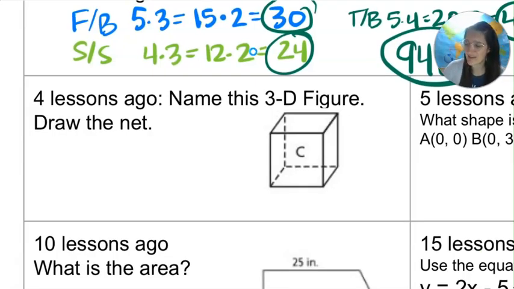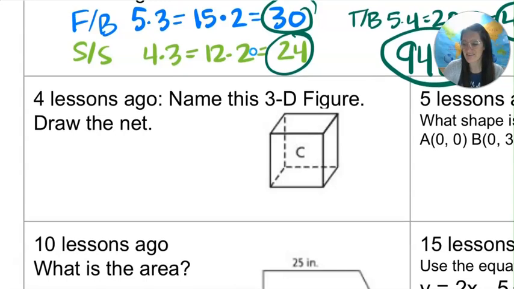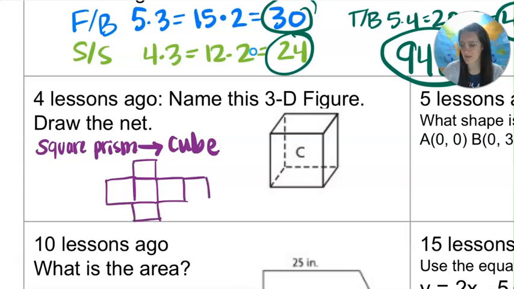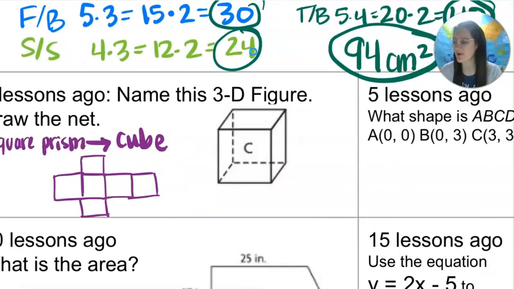Awesome. All right, what is this 3D figure? It looks like all the sides are equal, so we could call it a square prism, or we could just call it a cube. A cube is all squares. Let's see how perfectly I can draw my squares. There needs to be 6 of them. 2, 3, 4, 5, 6. Yep, that's what I'm doing for my net. Now there's lots of different ways you can draw a cube, but that's my way.